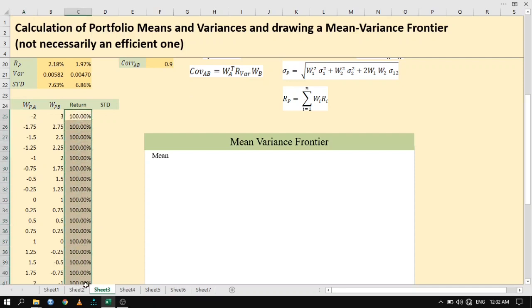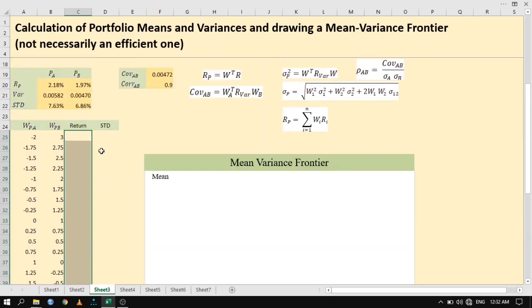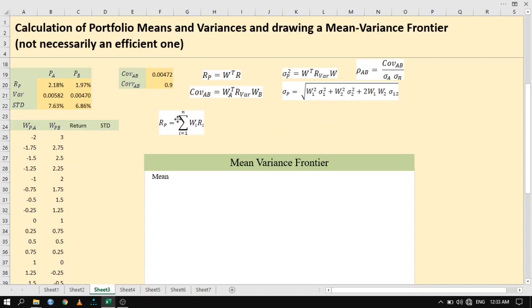So the next step is to calculate the returns and the standard deviations of the portfolios we have just created. In order to calculate return, I'm going to use this particular formula here. This is weight multiplied by return. Actually, we are going to calculate the weighted average here.